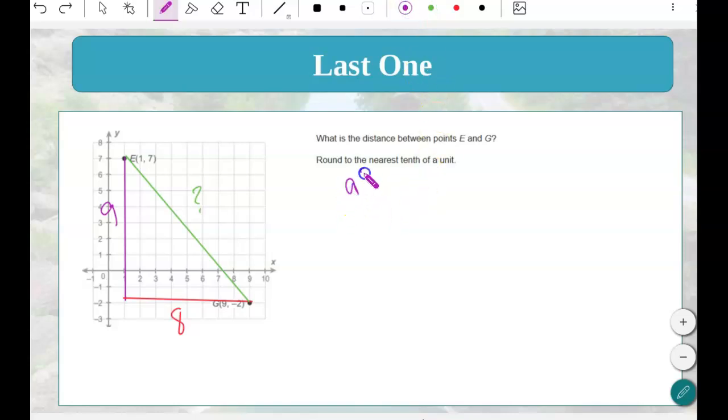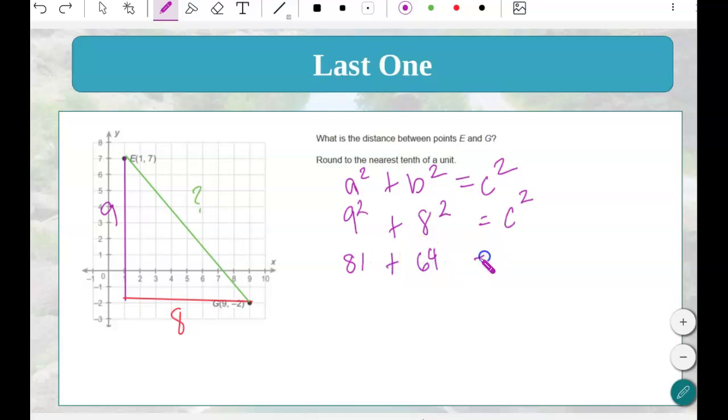So we're going to do a squared plus b squared is equal to c squared. So 9 squared plus 8 squared is equal to c squared. 9 squared is 81. 8 squared is 64. We're going to add 81 and 64, and we get 145. That's c squared. So c is going to be the square root of 145.